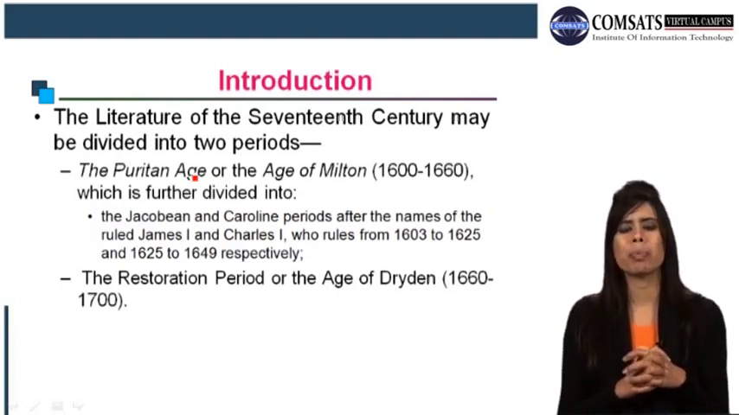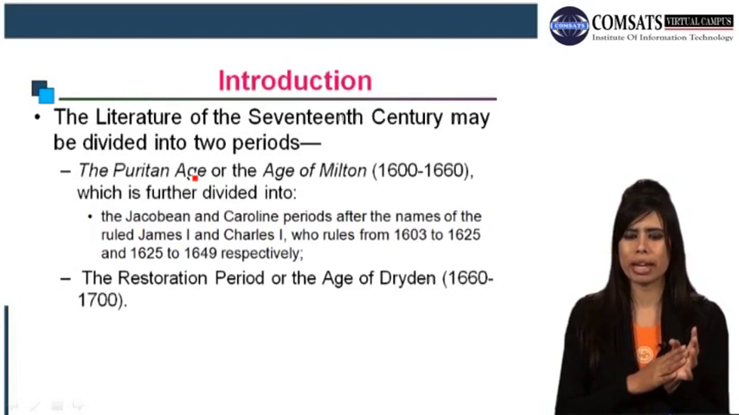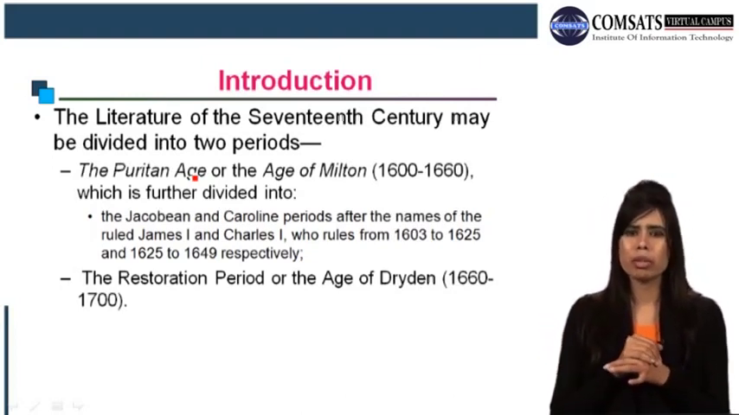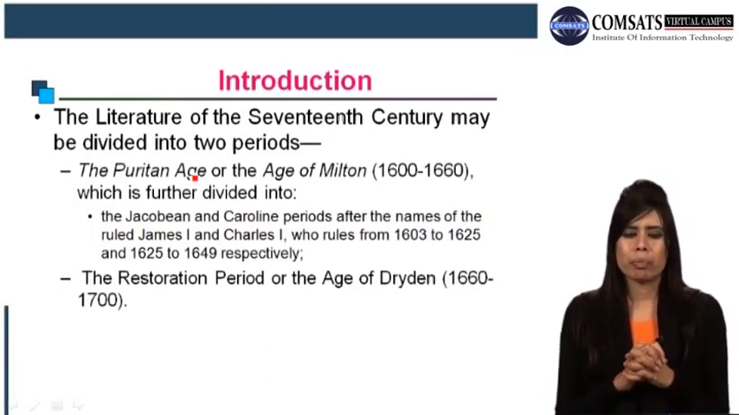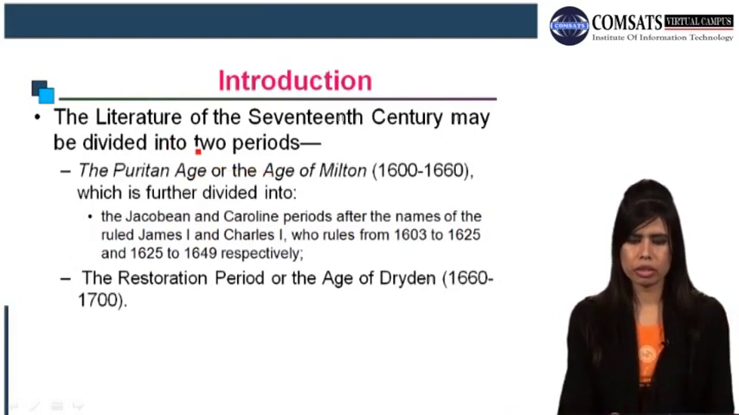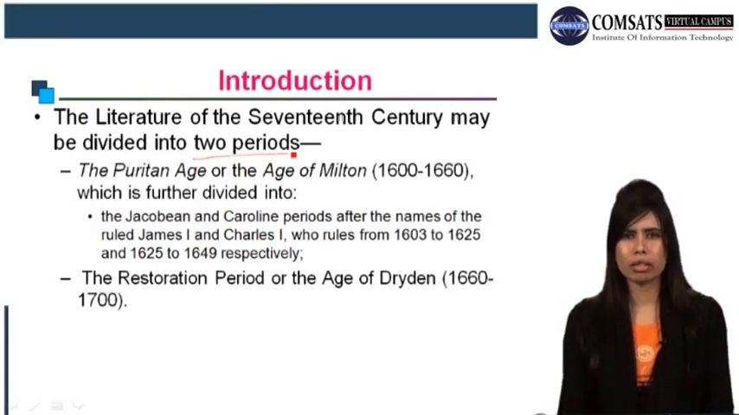So my dear students, the Puritan age is not just the age of Milton, it is further divided into two more periods. One is known as the Jacobean period and the other one is the Caroline period. Fine, two periods. So the further division of the period number 1, that is the Puritan age, is the Caroline and the Jacobean period. The second period in 17th century literature is the Restoration period or the age of Dryden.